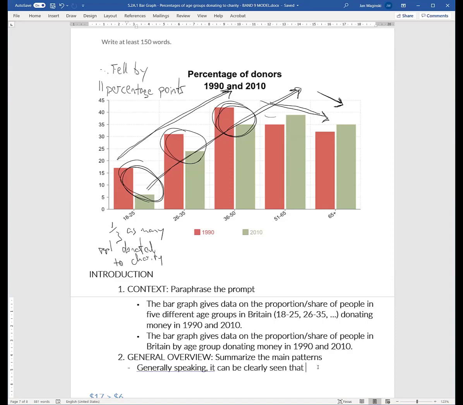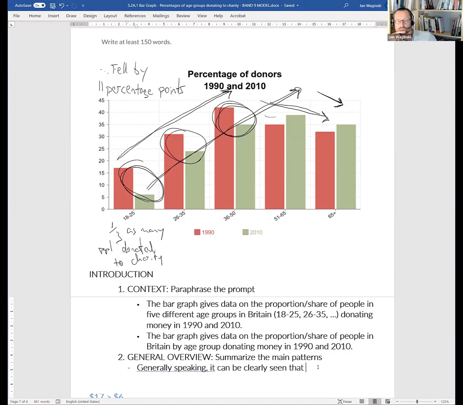This is what I wrote. Generally speaking, it can be clearly seen that in 1990, those from 18 to 50 years old donated more money to charities than elderly groups, while in 2010, elderly aged 50 and above donated more money. This is what I wrote, like a general overview.